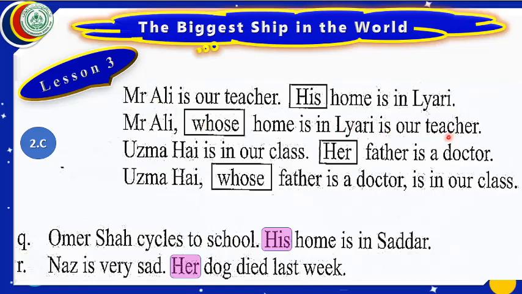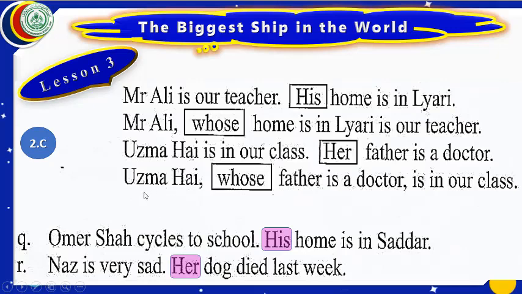I think you have got some understanding of this change, that the whose will come after the subject of the first sentence, then after that there will be the second sentence, and the predicate of the first sentence will come at the end.